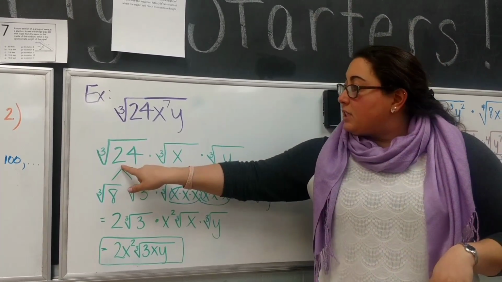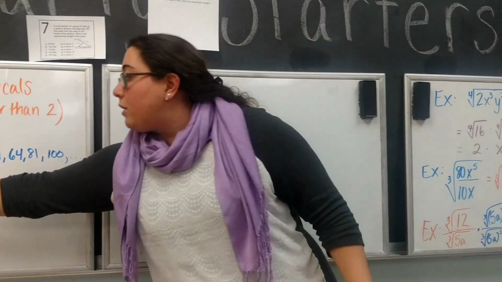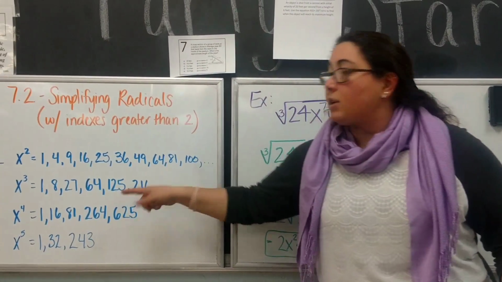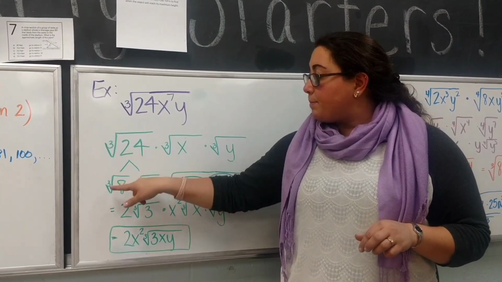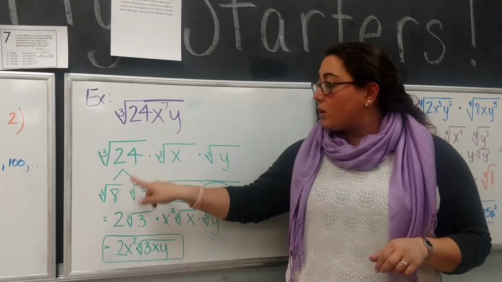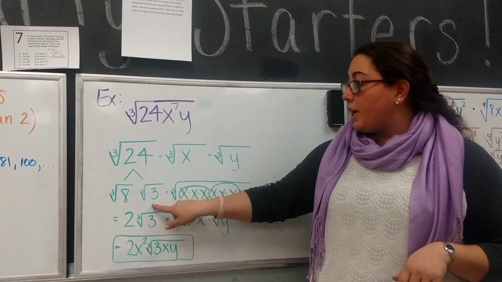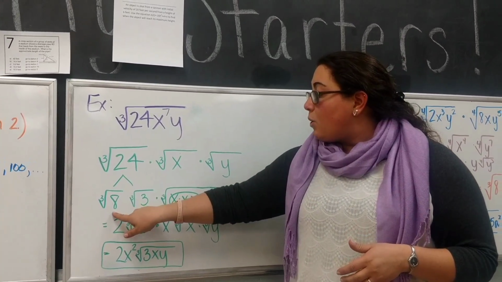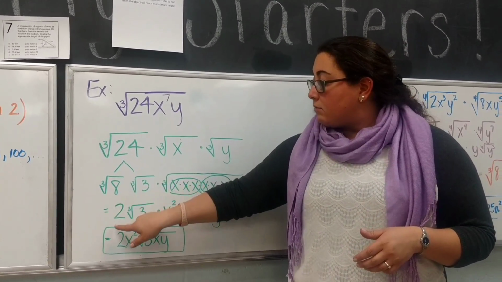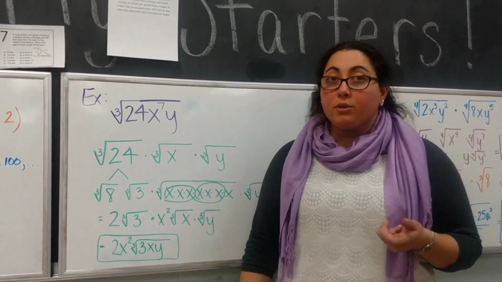So when we simplify the cube root of 24, we're looking for which one of these perfect cubes goes into 24. So 8 is one of our perfect cubes. So we break it apart to 8 and 3. We're not looking for perfect squares, we're looking for perfect cubes. So the cube root of 8 is 2, and the cube root of 3 can't be simplified, so that stays as the cube root of 3.